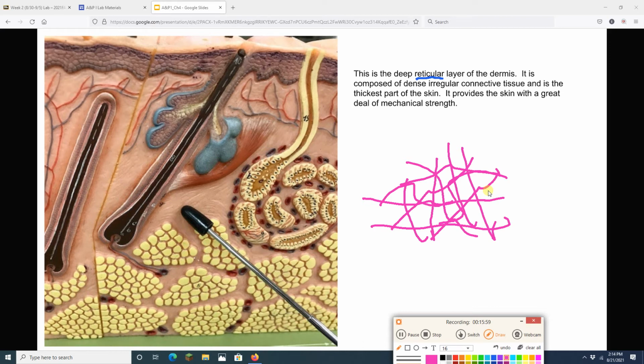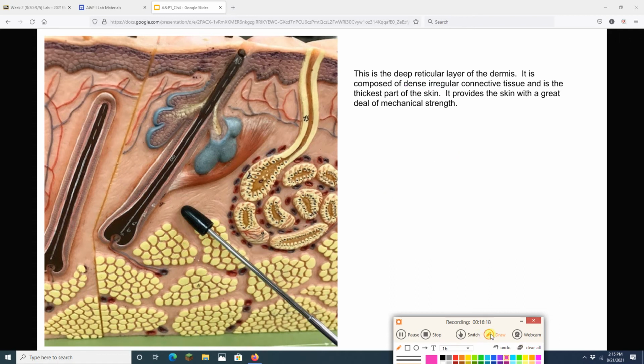And by the way, the tissue here is called dense irregular connective tissue. And we'll actually meet that in lab 4 as well, okay? So don't worry, we'll talk about it. I know you're intrigued. Okay, good stuff.